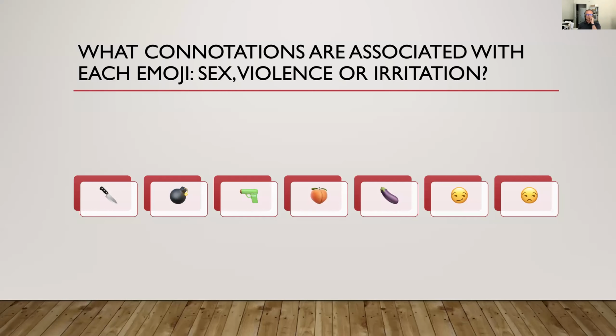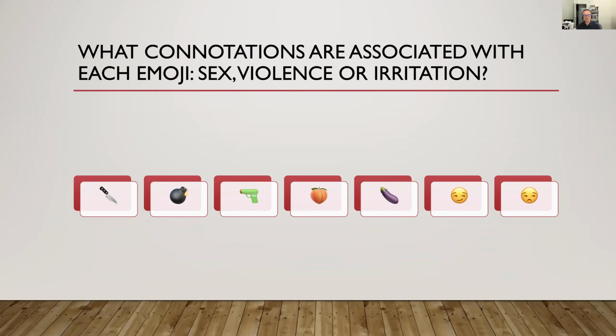All right, so let's just sum up here. And I'm just going to put the chat function back here. What connotations are associated with each emoji? So the knife. I think it's fair to say that it could have a violent connotation or maybe irritation. The bomb, depending on the context, if somebody's a bombshell, we're talking about their attractiveness, so it could have a sexual connotation. It could also have a violence connotation. The gun, we've already looked at that, could be violence as well, or irritation.